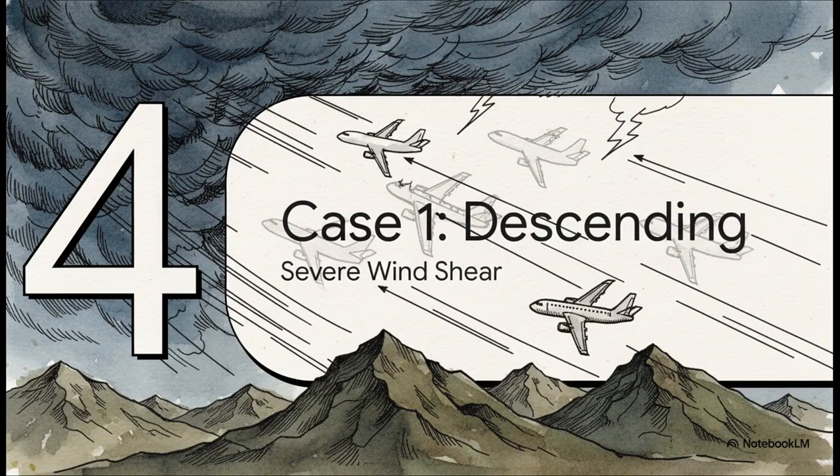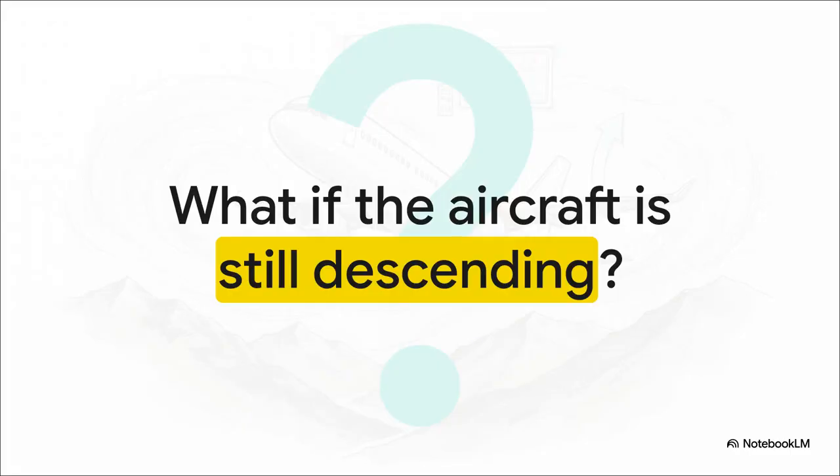But what if things go sideways? Section 4, Case 1, dealing with a scenario where you are still descending due to a severe wind shear. If you hit Case 1 and the aircraft is still sinking despite your textbook initial go-around actions, we have to dramatically shift our strategy. You aren't just doing a go-around anymore, you are quite literally fighting for the aircraft.